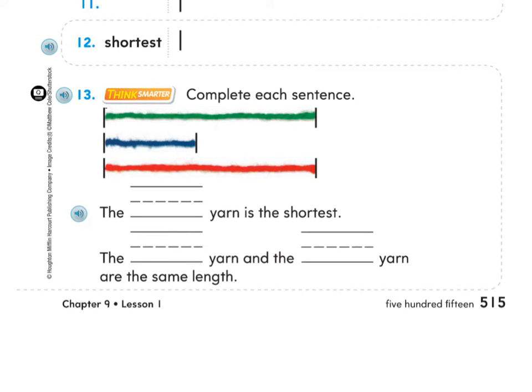It says complete each sentence. So we're looking at these 3 pieces of yarn. Now we're going to be using color words. So this one is green. This piece of yarn is blue. And this one is red.